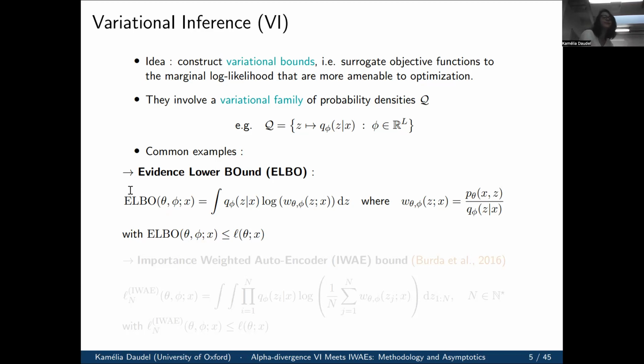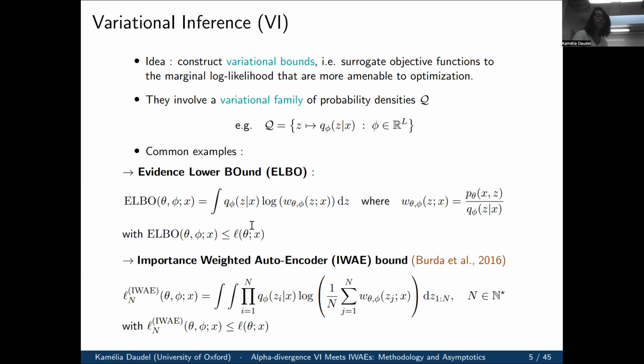So I'm saying this is an evidence lower bound, but it can be easily checked if you just apply Jensen's inequality to this integral, and you will in fact obtain that the evidence lower bound is indeed a lower bound on the marginal log likelihood. So this tells you, okay, we kind of want to work with this evidence lower bound and try to optimize it with respect to theta and phi in order to optimize our marginal log likelihood. So this is the most common example.